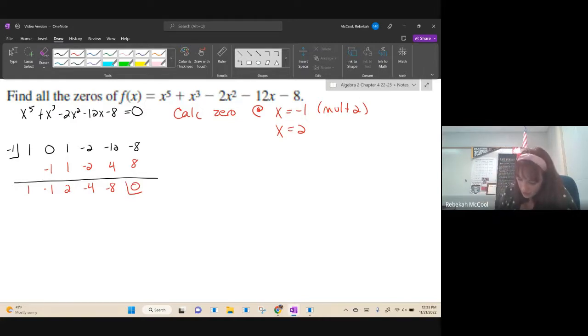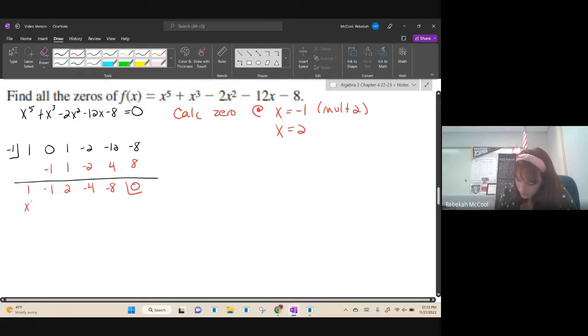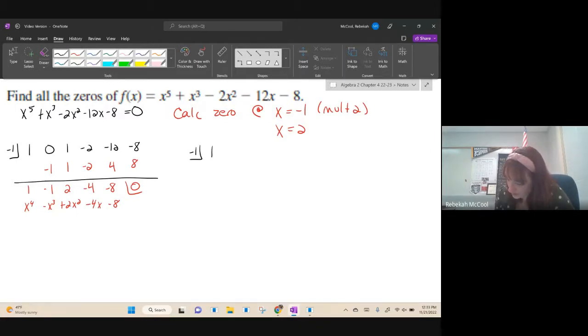So this should be a degree 4. And we divide again. So I'll use -1 again for that multiplicity, using the result that I just got: 1, -1, 2, -4, and -8. Bring down the 1, multiply to get -1, add to get -2, multiply to get +2, add to get 4, multiply to get -4, add to get -8, multiply to get +8, add to get 0. That should be degree 3.